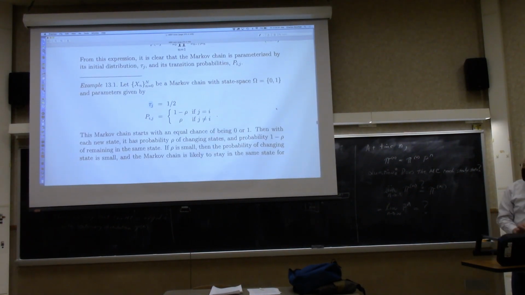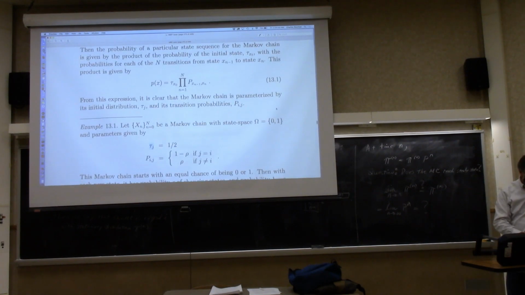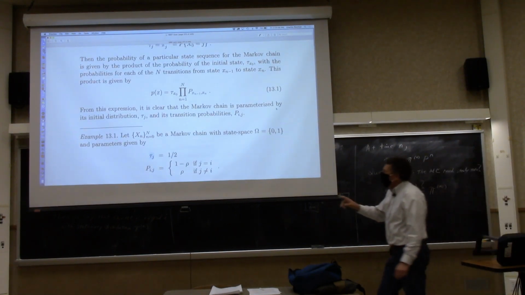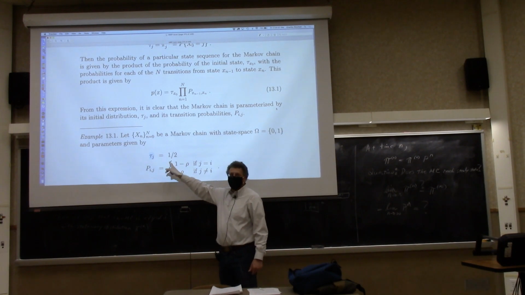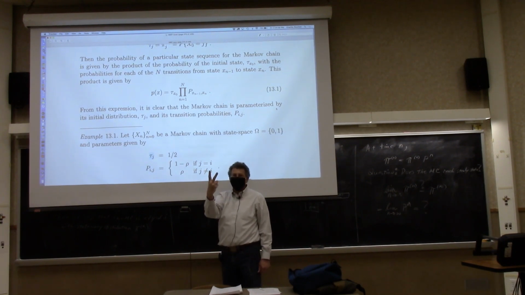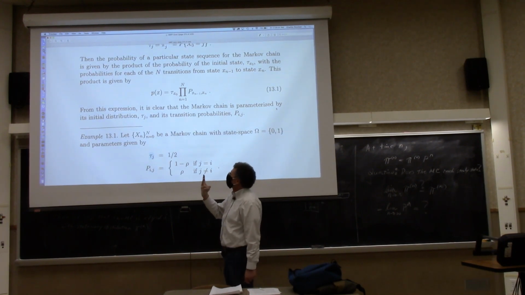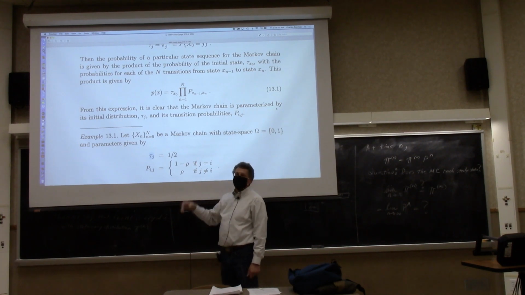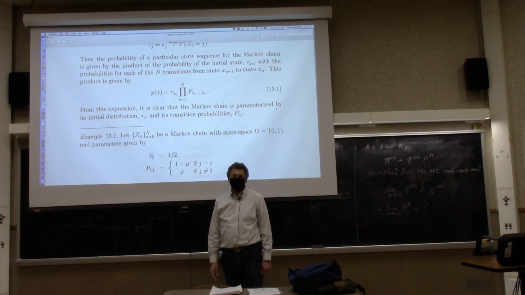Okay, so tau 0 is the probability distribution of the first state. There are two states, m is 2 in this case. So it's just saying you have a 50-50 chance of being in either of the first two states, okay?